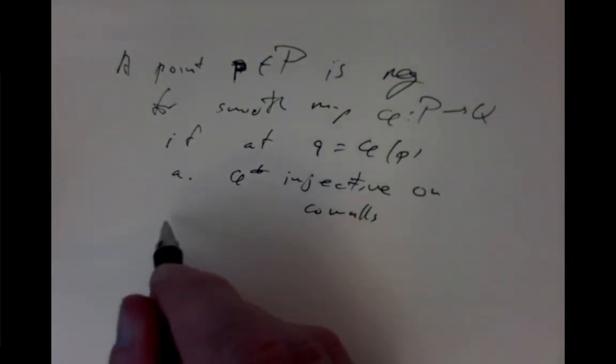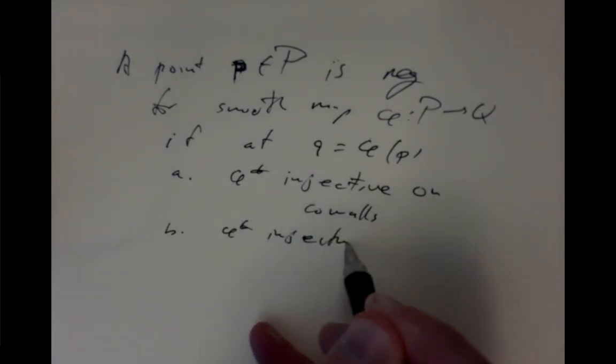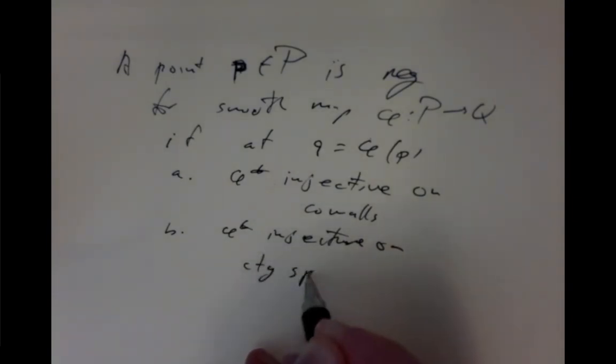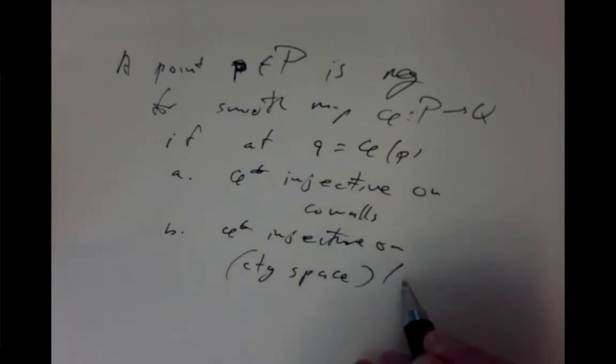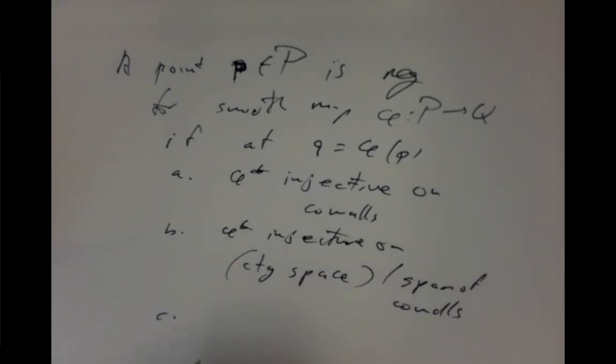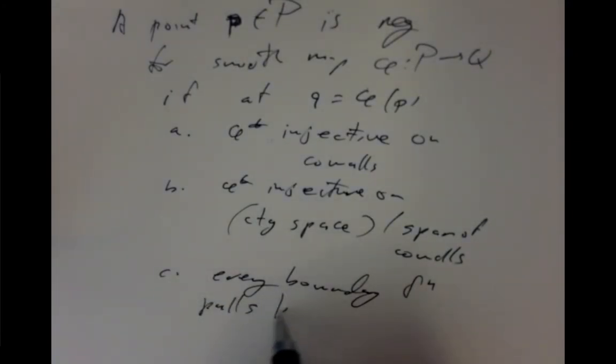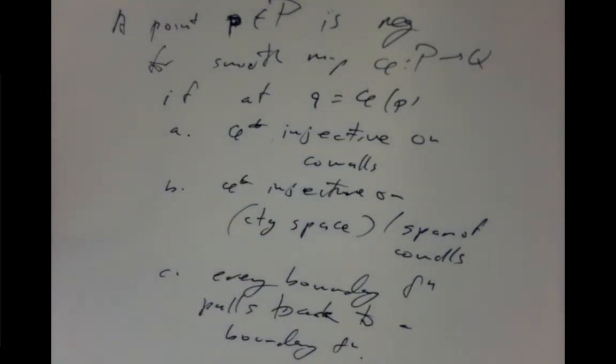And phi star is injective on the quotient space, the cotangent space quotiented by the span of the co-walls. And then we'll have finally that every boundary function pulls back to a boundary function. So those are three requirements. When you require all three of them, they're independent of one another. So we need to actually require them all, and that'll be what we'll call regular.